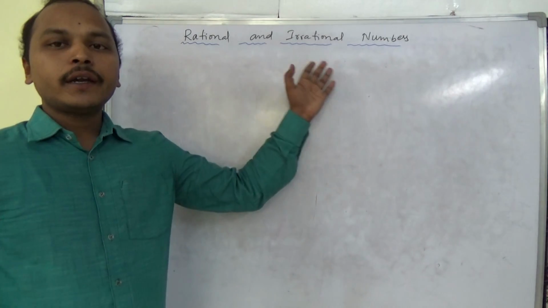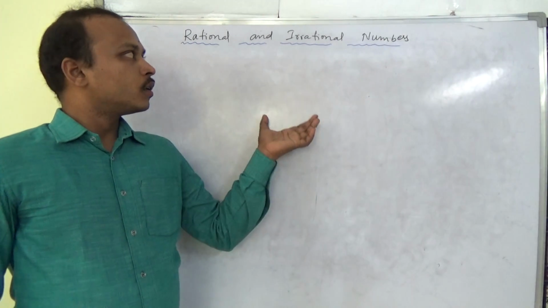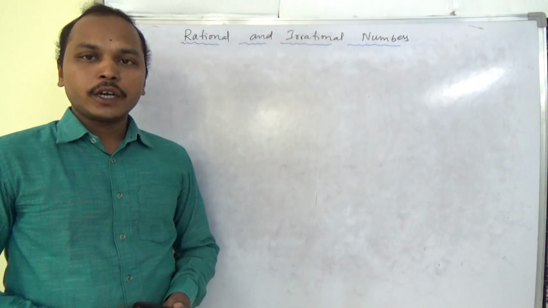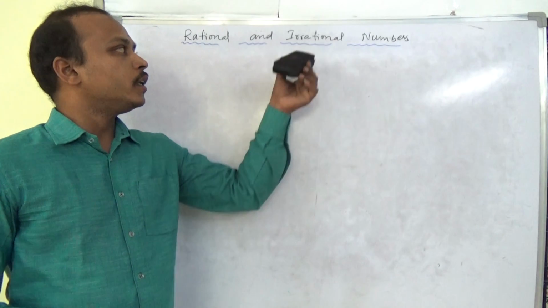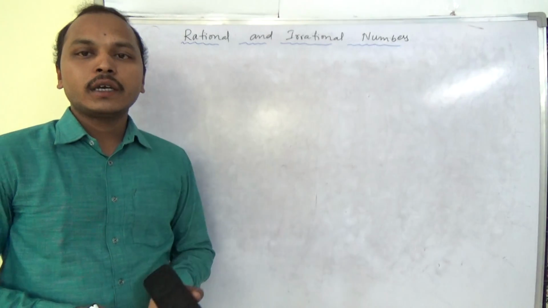In the rational and irrational numbers chapter, we saw irrational numbers in the previous class. Now we will see how to represent any irrational number on a number line.